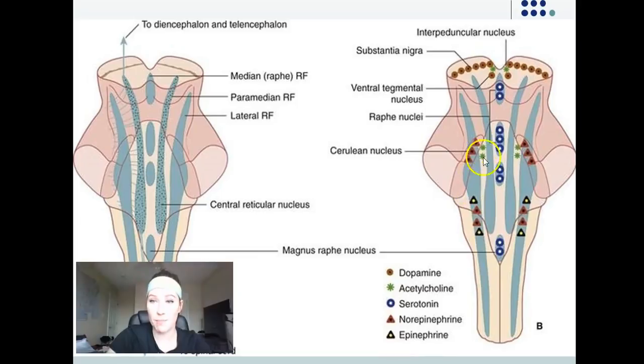Now serotonin is primarily created and released from your raphe nuclei here. These guys right here are the major producers of serotonin. And then we have dopamine, which of course begins in the substantia nigra right here. So you kind of see where everything begins.